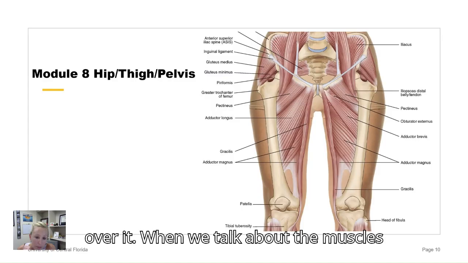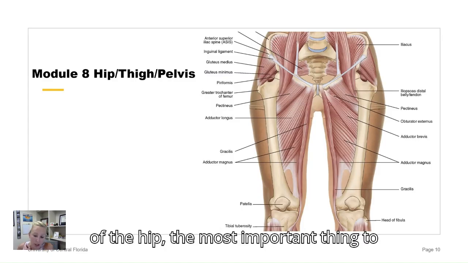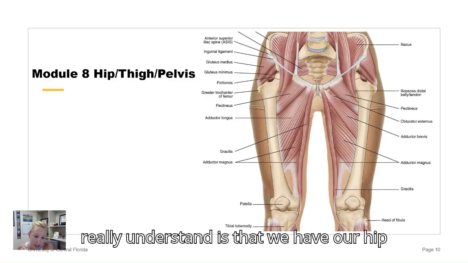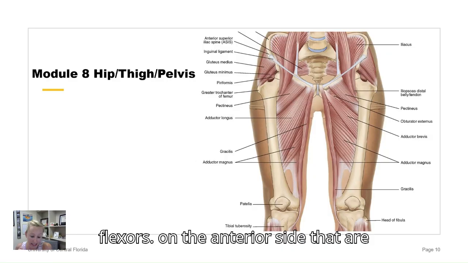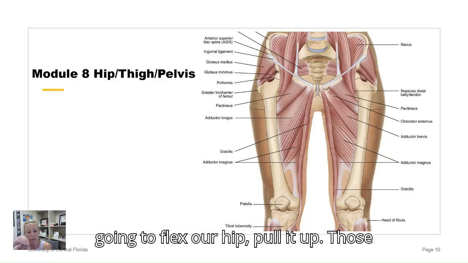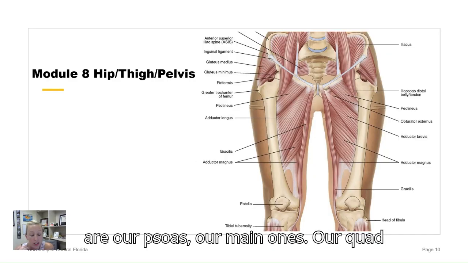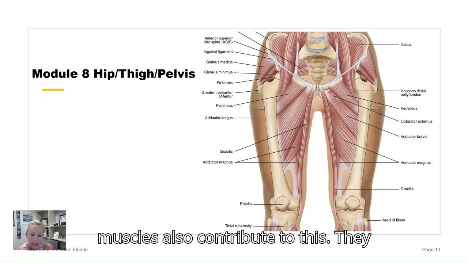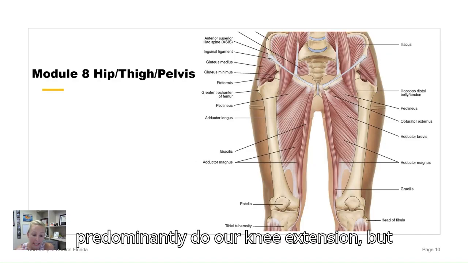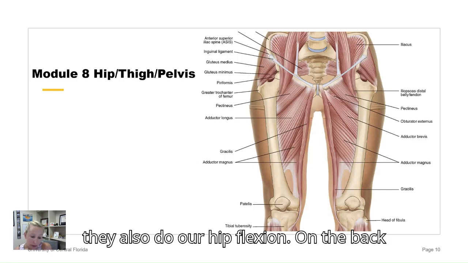When we talk about the muscles of the hip, the most important thing to really understand is that we have our hip flexors on the anterior side that are going to flex our hip, pull it up. Those are our psoas, our main ones. Our quad muscles also contribute to this. They predominantly do our knee extension, but they also do our hip flexion.